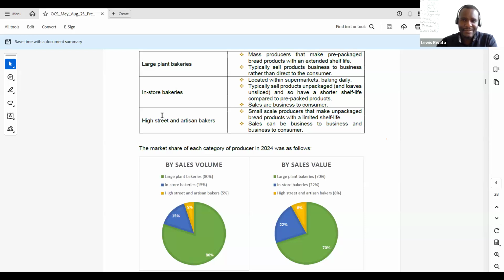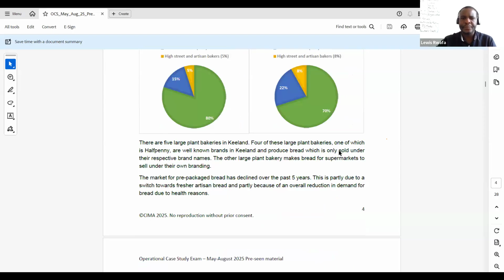I'm thinking the examiner might be interested in, do you think Halfpenny should also do B2C? This is B2B. Should they go to B2C? Should they sell directly to customers? Should they also do their own brand, own supermarkets? What do you think? Does their business model allow them to do that? Does it fit into their business model? Something to think about.